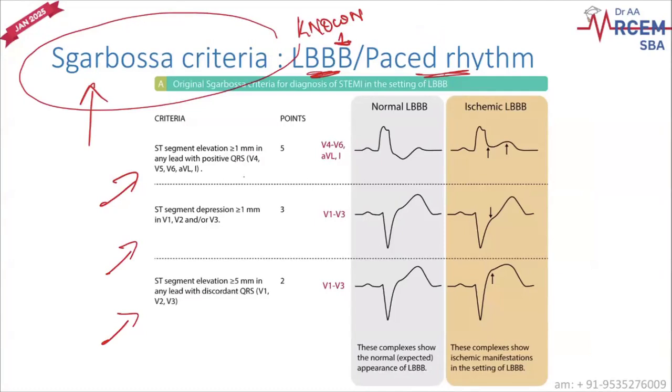This is the Sgarbossa's criteria. You can go through it on your own time. No one remembers it. They always go through this criteria whenever they come across a known case of LBBB or a patient with a pacemaker who comes with chest pain. This criteria needs to be used to know whether the patient actually has an ST segment elevation myocardial infarction or not.